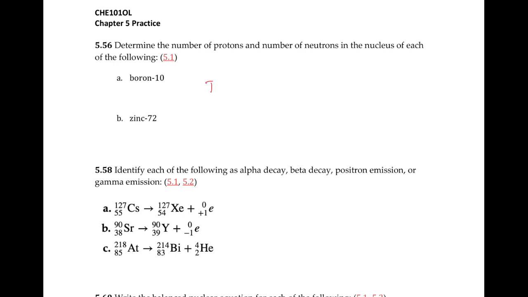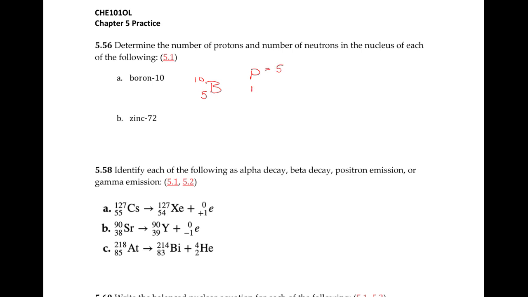If I go over to the periodic table, I see that boron is element number 5, and the 5 is the atomic number, and that represents the number of protons in the atom. In boron 10, the number 10 identifies the mass number. The mass number is the sum of the protons and the neutrons. So the number of protons, again, is governed by the atomic number, which is 5.